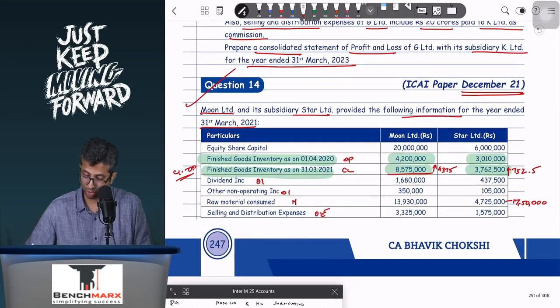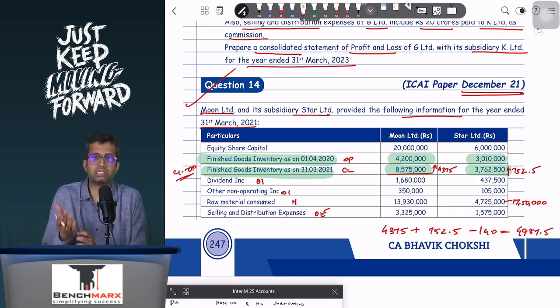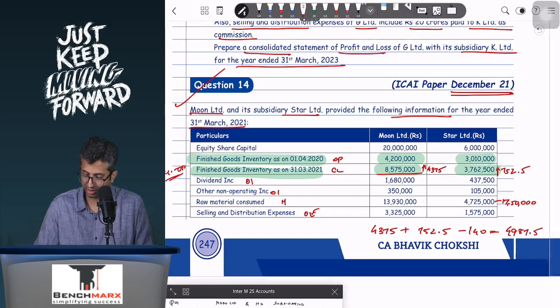And this total number that is coming: 4375 plus 752.5 minus 140. 4375 plus 752.5 minus 140 and you will be left with 4987.5. This is your increase in inventory which you will subtract.